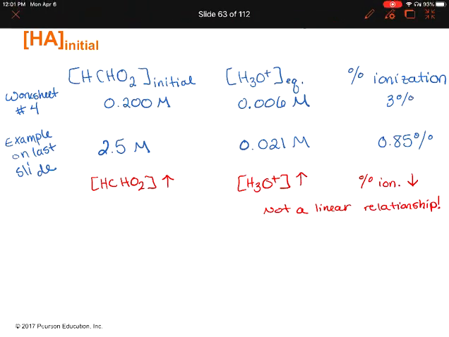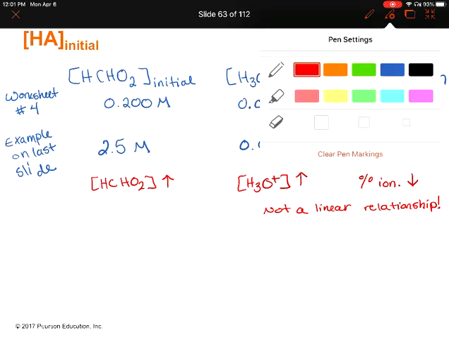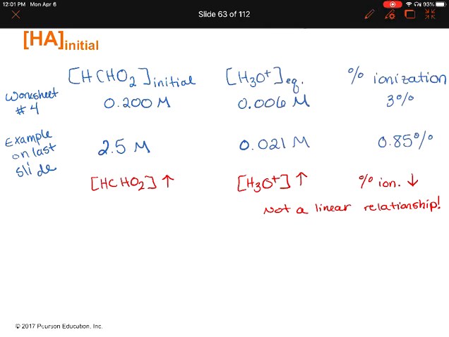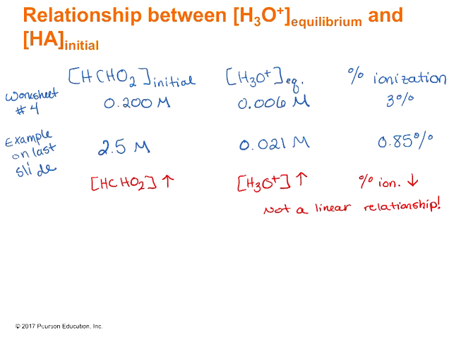So why? Why doesn't the percent ionization increase if we're ending up with more hydronium ions at equilibrium? So this has to do with Le Chatelier's principle, which we learned about in chapter 15.